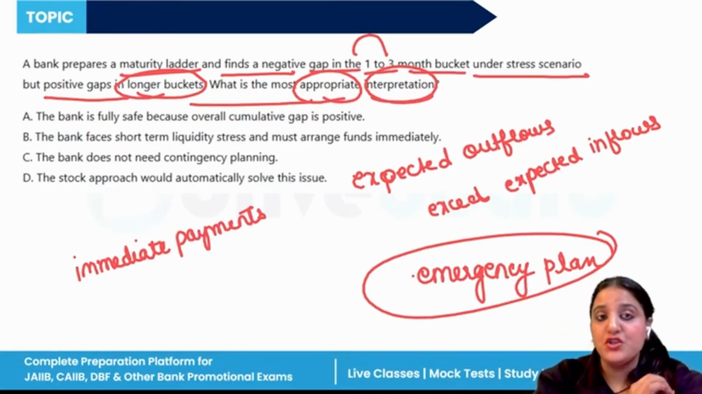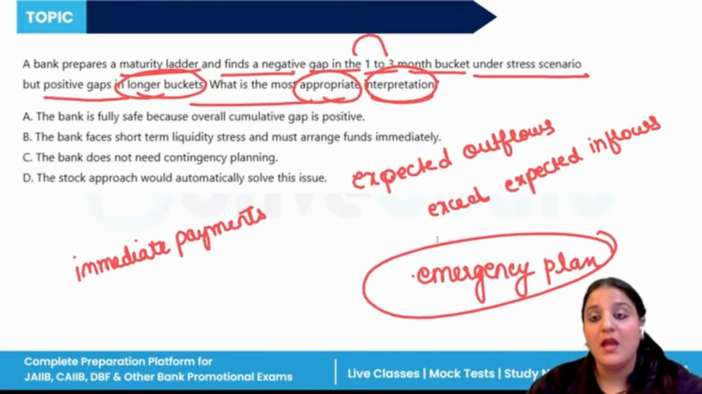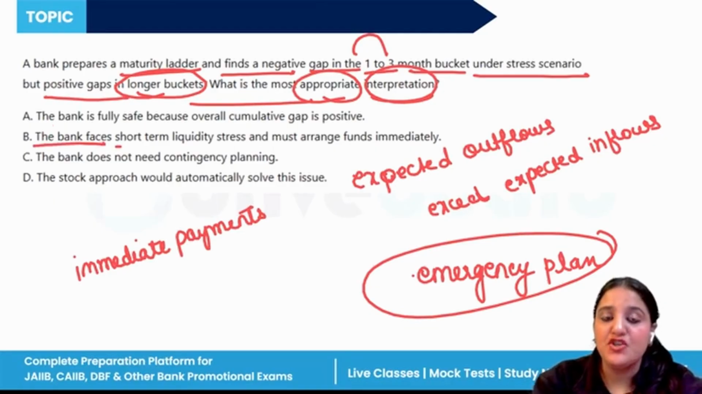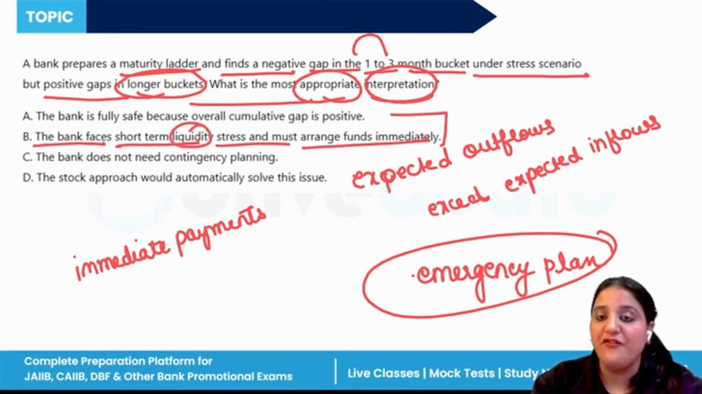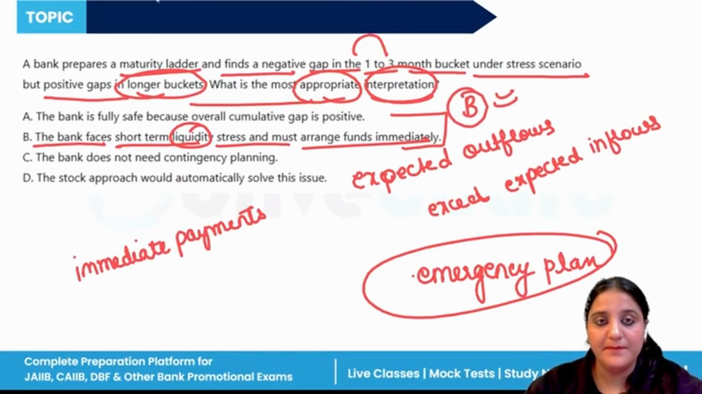And this shows why the flow approach is dynamic and more realistic than the stock approach. It captures timing mismatch, which is the core of liquidity risk. Right? So we can say the correct answer is option B. The bank faces short-term liquidity stress and must arrange the funds immediately. So option B is correct here. Clear? I hope that is clear.